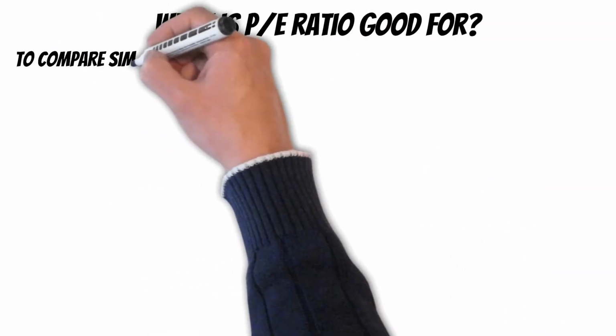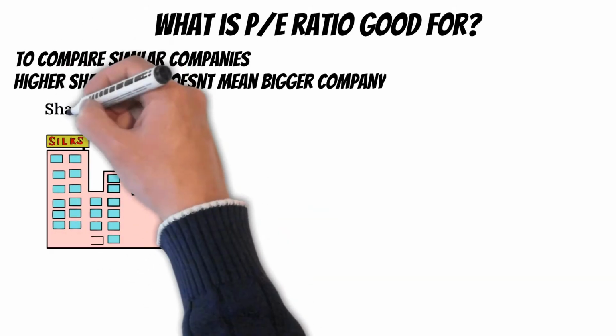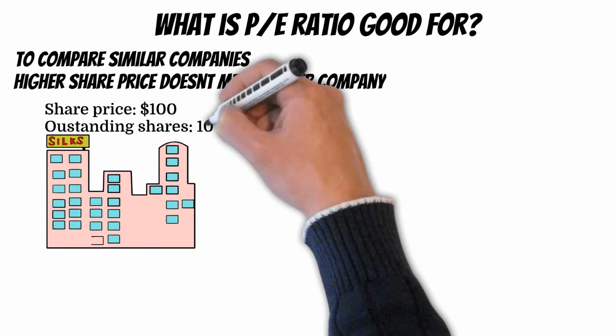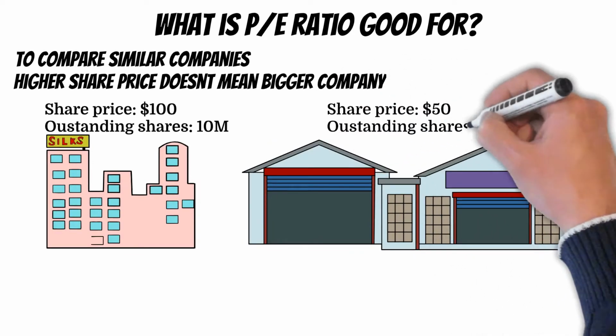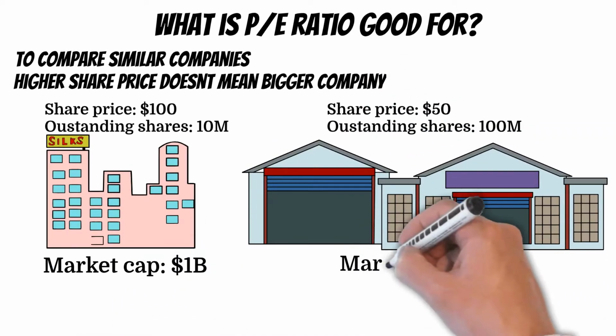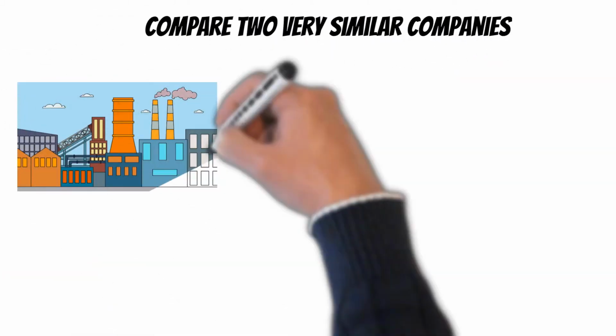Okay, the calculation is simple, but what is this good for? It can be used if you want to compare two very similar companies. As I said in my market capitalization video, don't get fooled by the share price of a company, as different companies have a different number of outstanding shares. If we have two companies in the same business, we can compare them using the PE ratio.